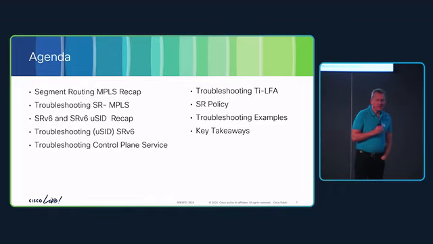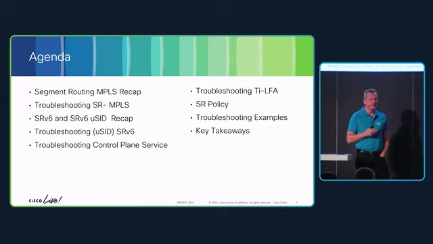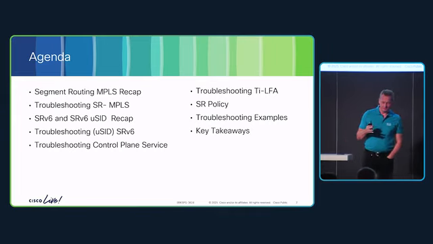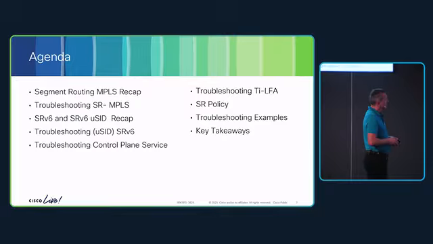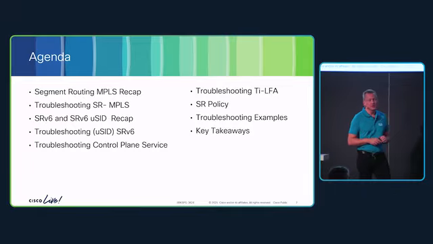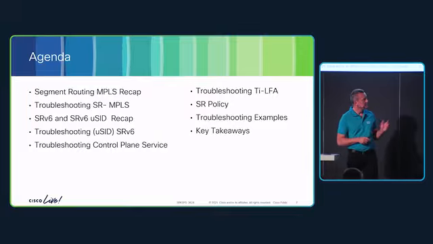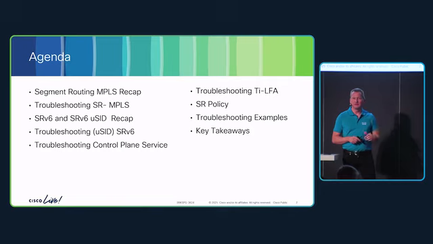So this is the agenda. We'll do yet another segment routing MPLS recap, and then the troubleshooting part, SR-V6, microSID as well, recap, and a part of troubleshooting. Another look at Ti-LFA, the protection, and then a bigger part on specifically the SR policy, or SRTE, traffic engineering. And finally, some troubleshooting examples. I took some tech cases that we worked on the last year, and I took some examples from there and gave you about 10 examples what to look at and how to troubleshoot.